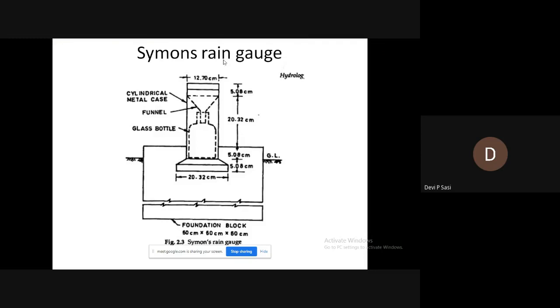You can see that the water falls into the funnel, and from the funnel it flows into the glass bottle. Inside the cylindrical metal case you can see a funnel and a glass bottle. So here we cannot measure the rainfall directly, but if we take the water and measure it, we can get the value.